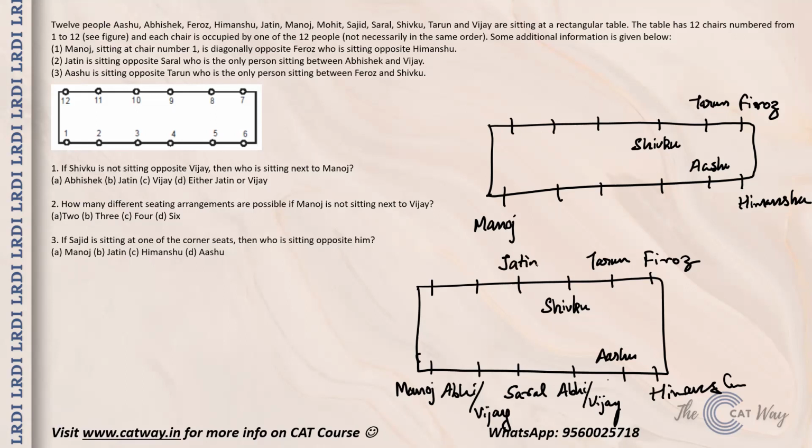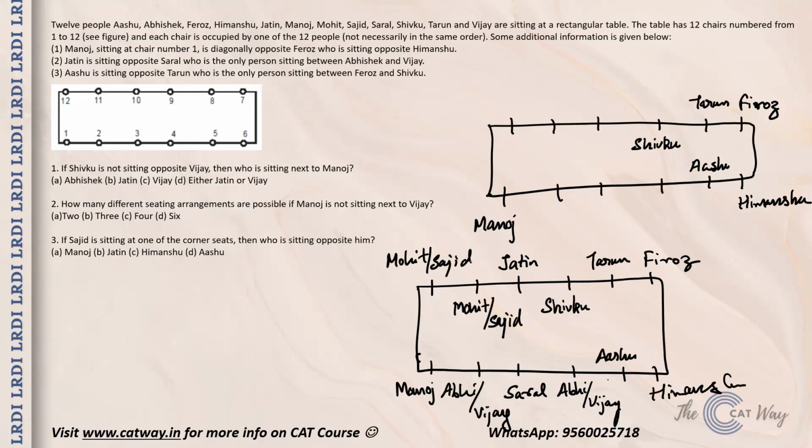And then we are left with 2 people, that is Mohit and Sajid. Now, because no information has been given about them, the possibility is that one of them will occupy this position, and one of them will occupy this position. That is certain with us. So this is one case.